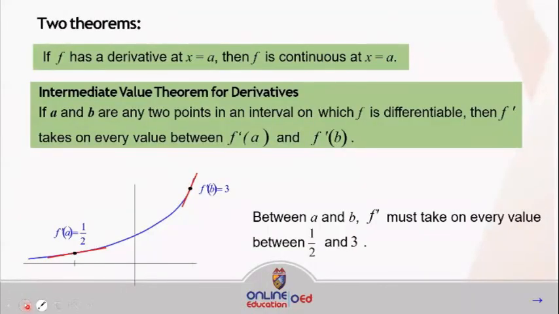Okay. For the two theorems naman is, ito lang yung example natin. If mayroon tayong kinuha na first derivative na equal siya sa 1/2, and we have yung first derivative din ng b where we have yung 3. So if a and b are any 2 points in an interval of which f is differentiable, then yung f prime natin takes only value between yung f prime a natin and yung f prime b. So ito lang yung pinapakita sa kanya.